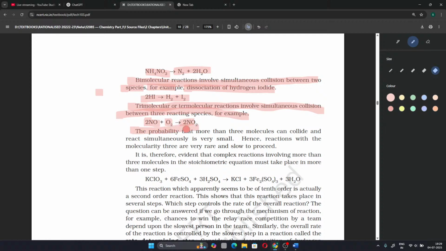molecules will collide to bring about the forward reaction, which gives nitrogen dioxide. The probability that more than 3 molecules can collide and react simultaneously is very small. Hence, reactions with molecularity 3 are very rare and slow to proceed.